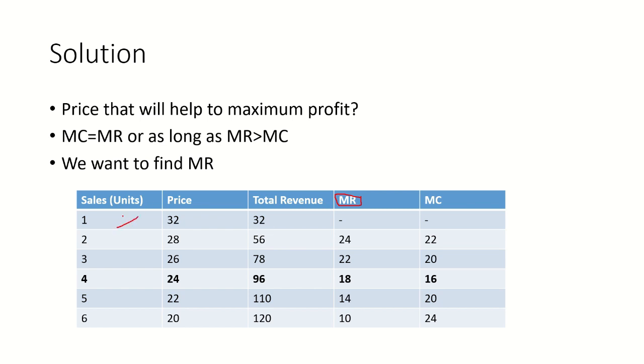The sales into price. So 1 into 32 is equal to 32, 2 into 28 is equal to 56, and 3 into 26 is equal to 78.